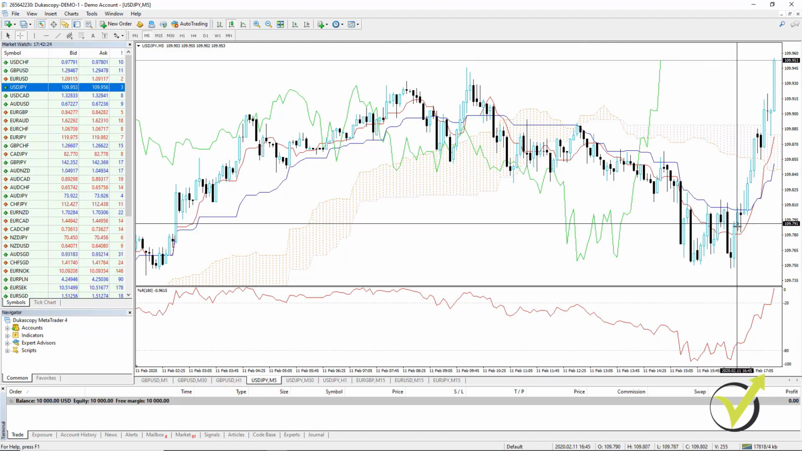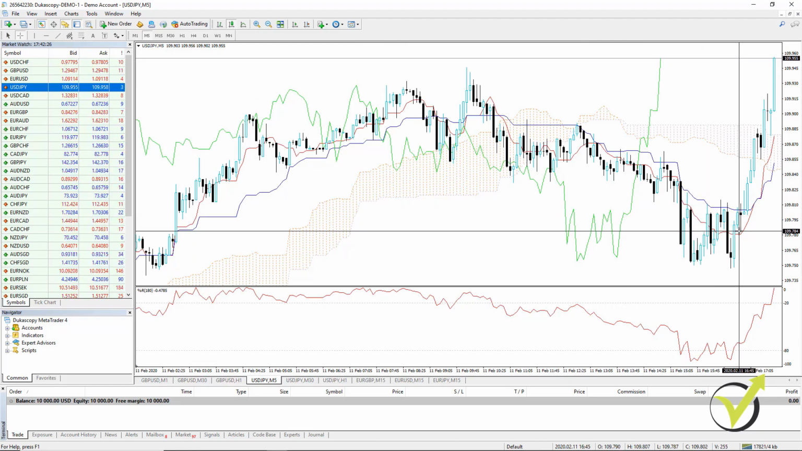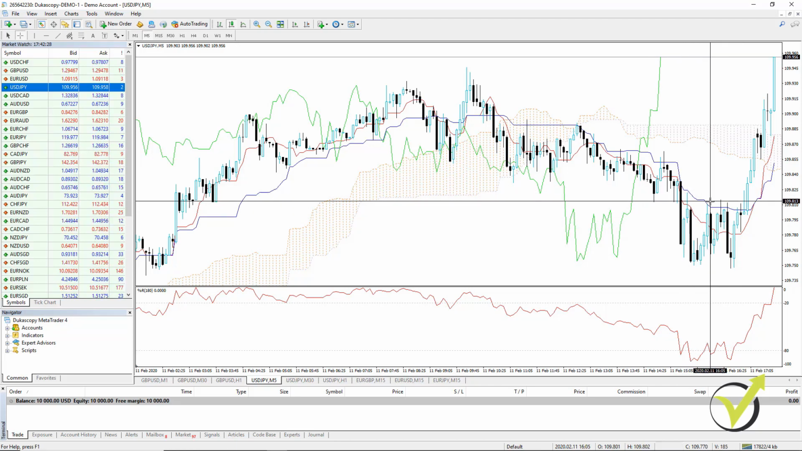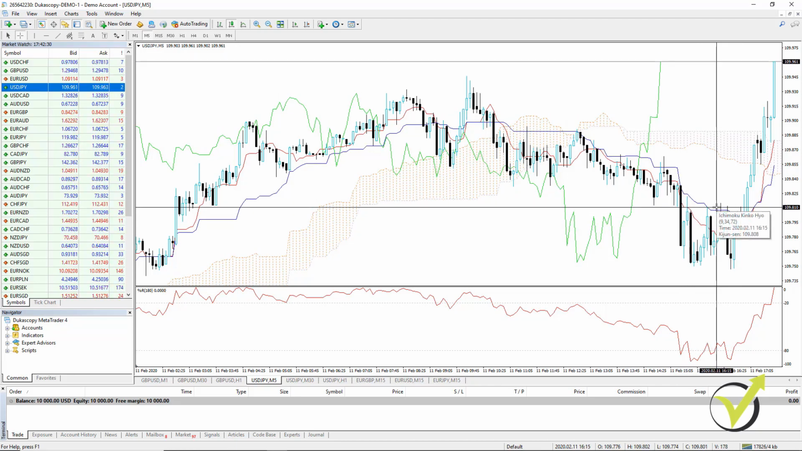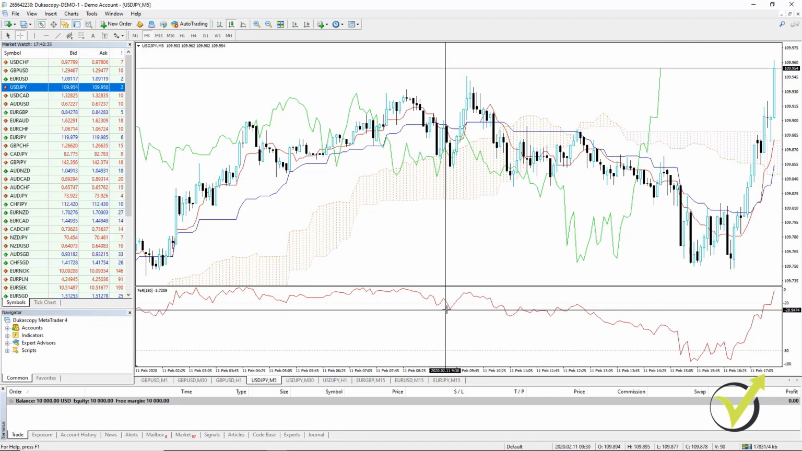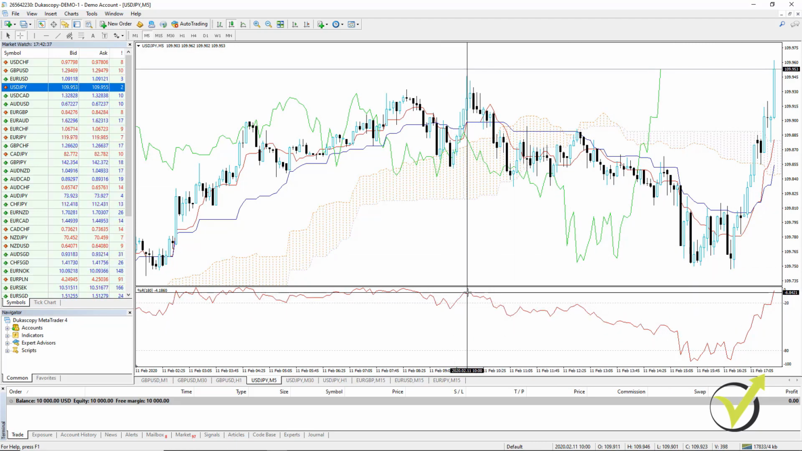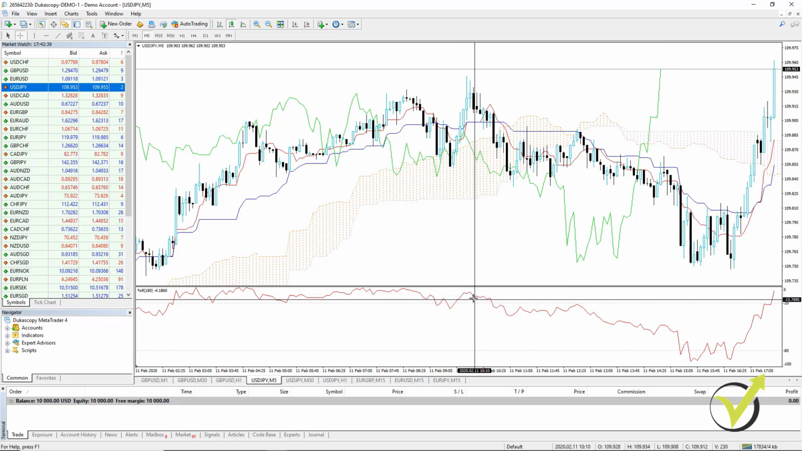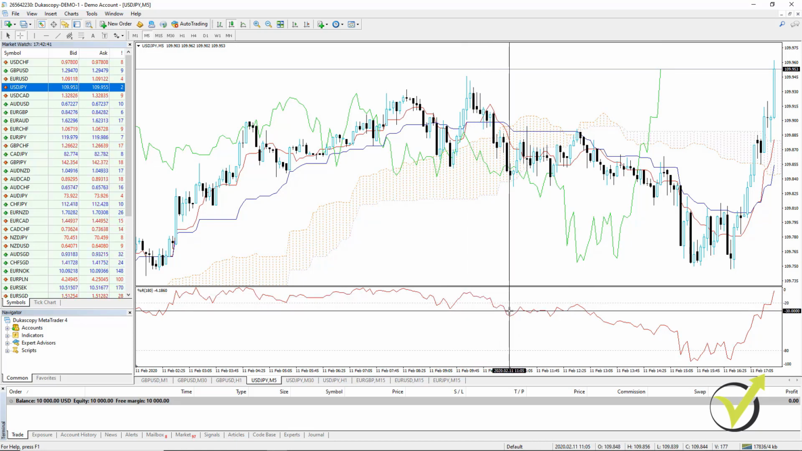When we are looking to sell, we need to see the price crossing the Kijun Sen or the blue line downwards, and at the same time we need to see that the Williams percent range changes its direction downwards.